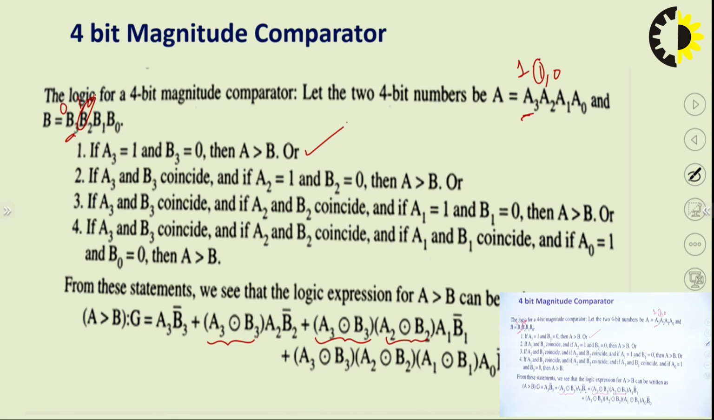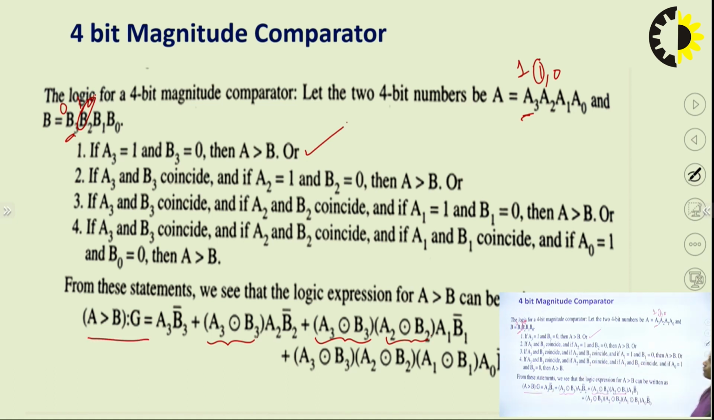Similarly, if A3 B3 coincides, A2 B2 coincides and A1 B1 coincide, and if A0 is equal to 1 and B0 is equal to 0, then A is greater than B. So for A is greater than B, we have 4 cases, and each is very clear. In which cases is my first number greater than the second number? Just comparing and taking the bits. So all these cases are for A greater than B.